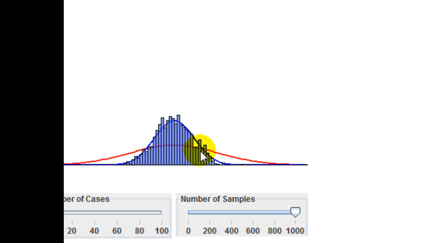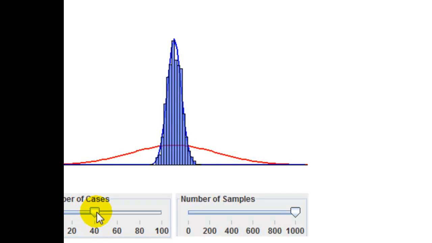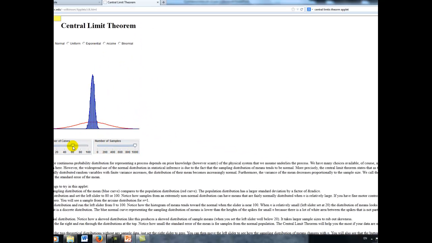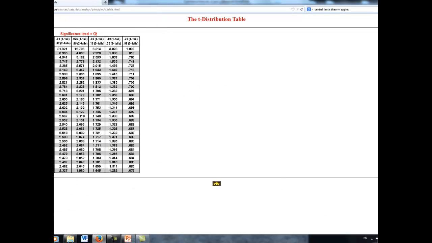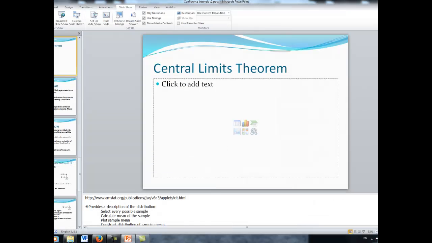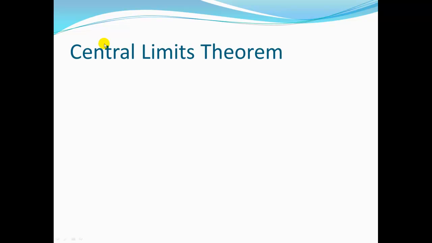You can see the sampling distribution doesn't match the population distribution, but where the mean would be is still the same location. And as you increase sample size, that range narrows, so you actually get a more accurate estimate of your sampling means to your representation of your population mean. Alright, that's probably a little bit confusing.